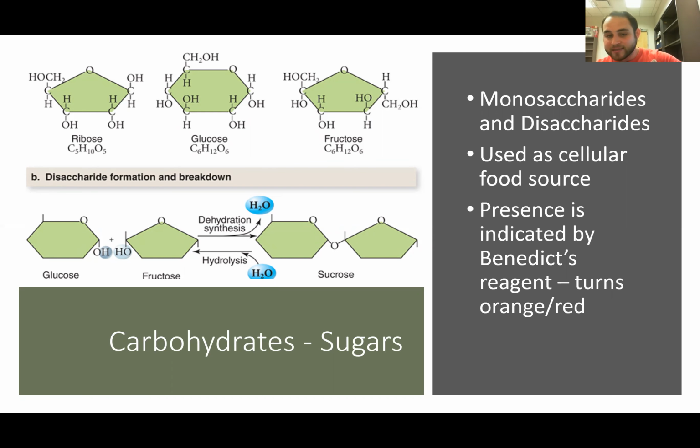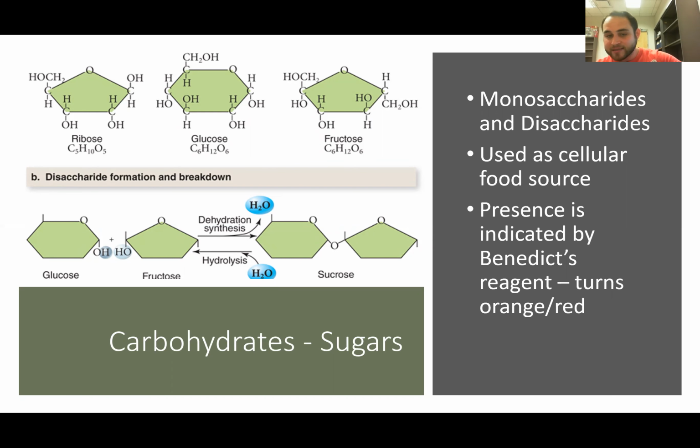So let's say we got a piece of bread and we wanted to see if that bread had sugar in it or not. We'll just put some drops of Benedict's reagent. And if that bread turned red, it means it had sugar. And if not, it means it doesn't have sugars in it.